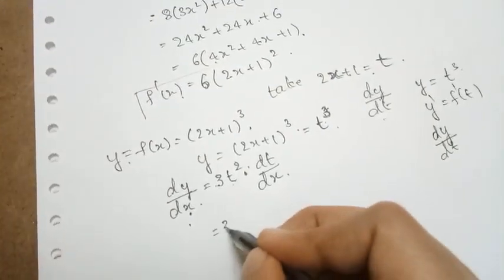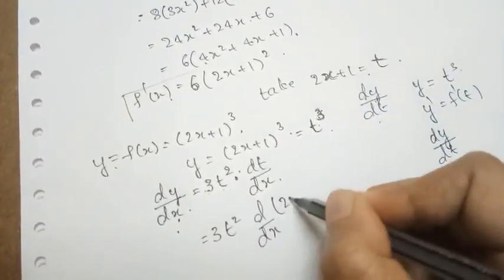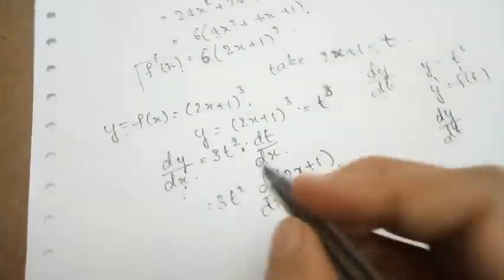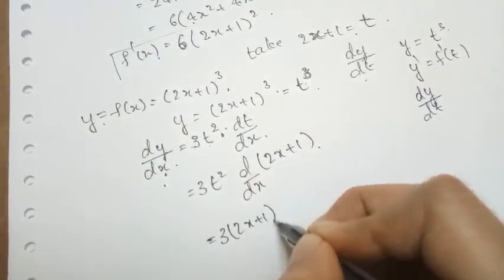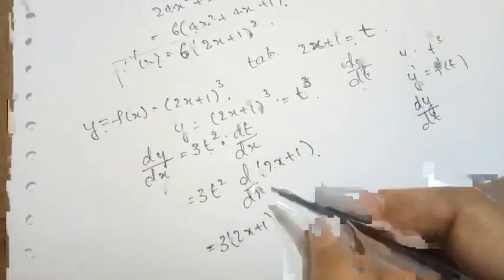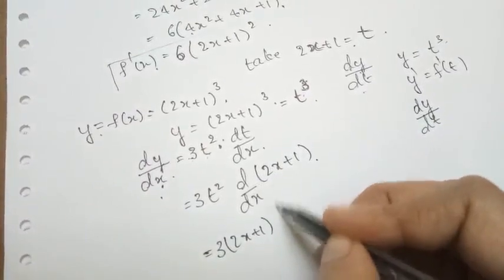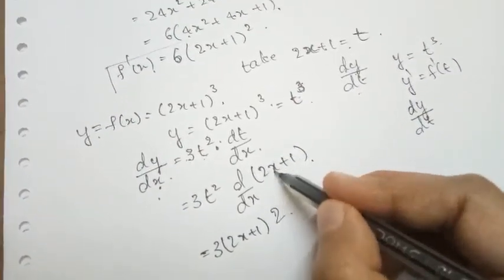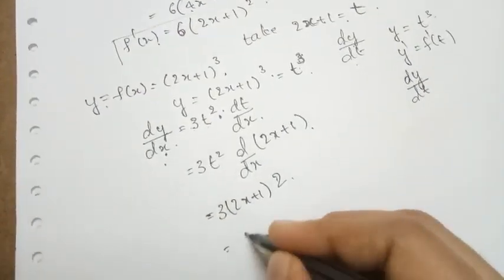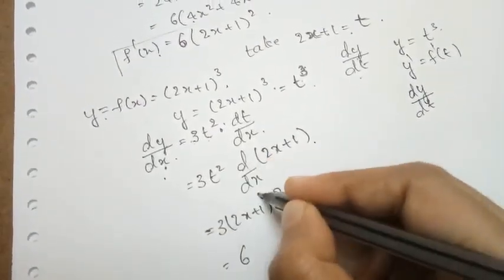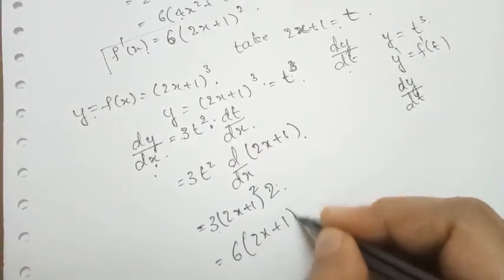Okay, so now 3t square, what is our t here? t was 2x plus 1. So what happened? 3 times t, which means again 2x plus 1. I am back substituting that. Now I am differentiating this one with respect to x. What happens? This one is nothing but 2 into dx by dx, which is 1 itself. Differentiation of a constant is 0. So what happens? 6, t square, 3 twos are 6, 2x plus 1 whole square.